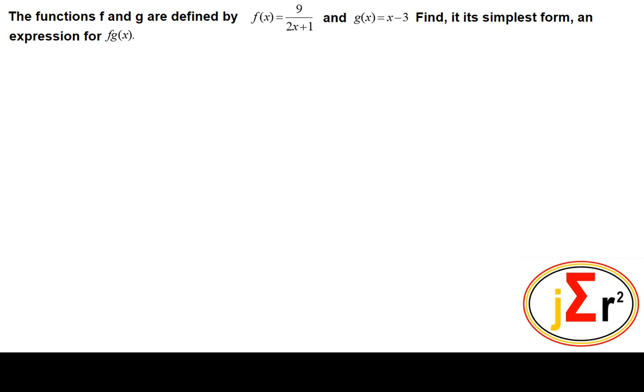The functions f and g are defined by f of x is equal to 9 over 2x plus 1 and g of x is equal to x minus 3. Find in its simplest form an expression for f of g of x. F of g of x, as we have it here, is the composition of functions f and g.